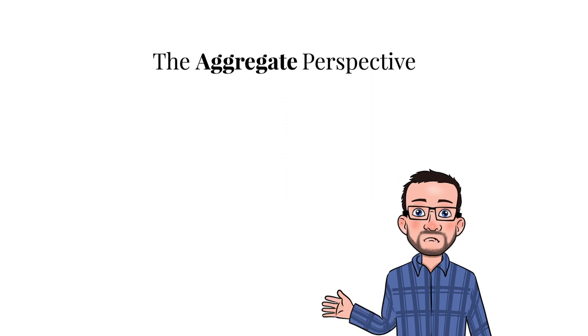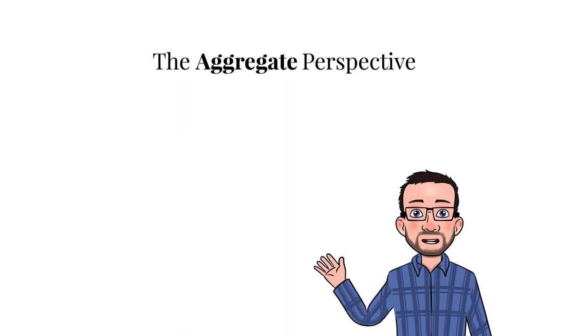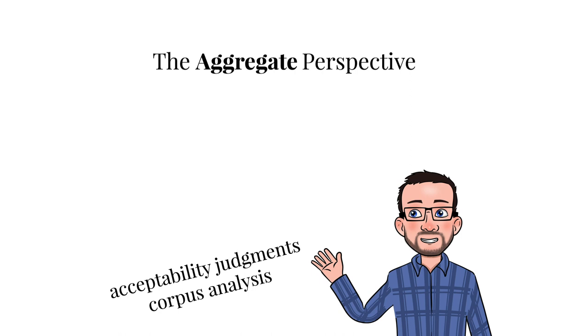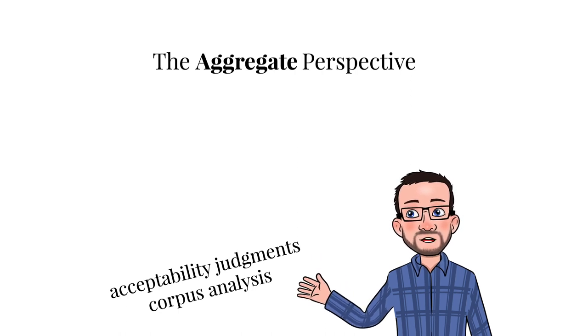The abstraction that is necessary for language description is what I call the aggregate perspective, and this is definitely the most common way to do linguistics. In the aggregate perspective, linguists try to describe a language as if there was only one language user. They collect data through corpus analysis or by asking people whether they think a particular sentence is acceptable or not, which are then called acceptability judgments of those language users.